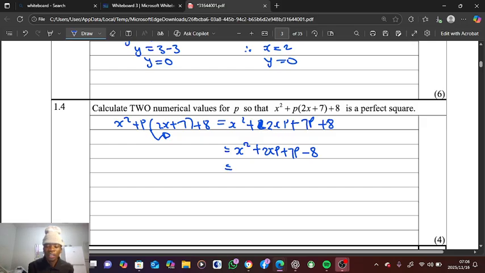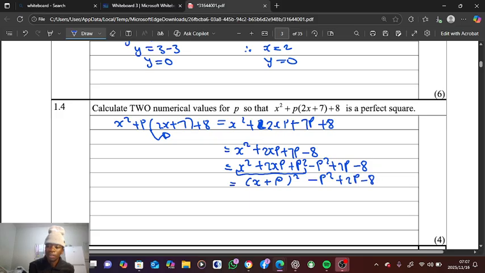So we're going to complete our square now by saying x squared plus 2xp plus p squared minus p squared plus 7p plus 8. So here we will notice that this bracket is the same as x plus p, squared, minus p squared plus 7p plus 8. Therefore, here we can say we have completed what? Our square. Completed our square.